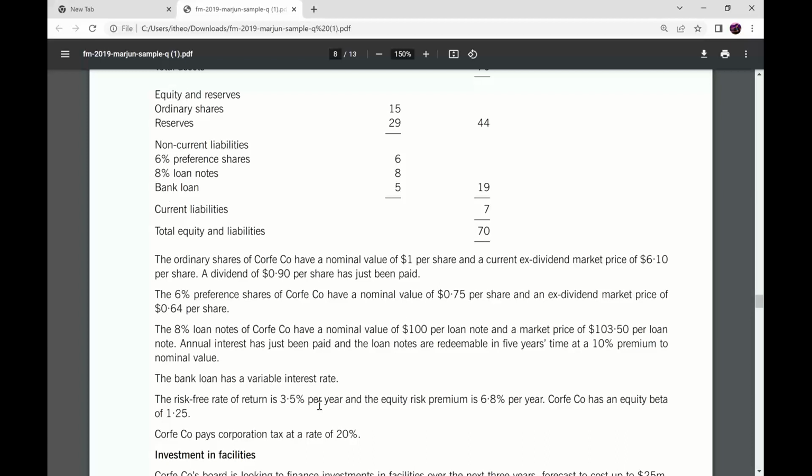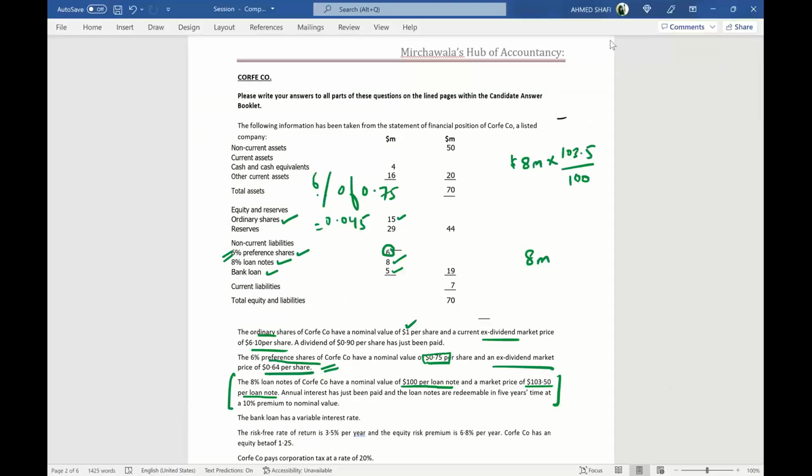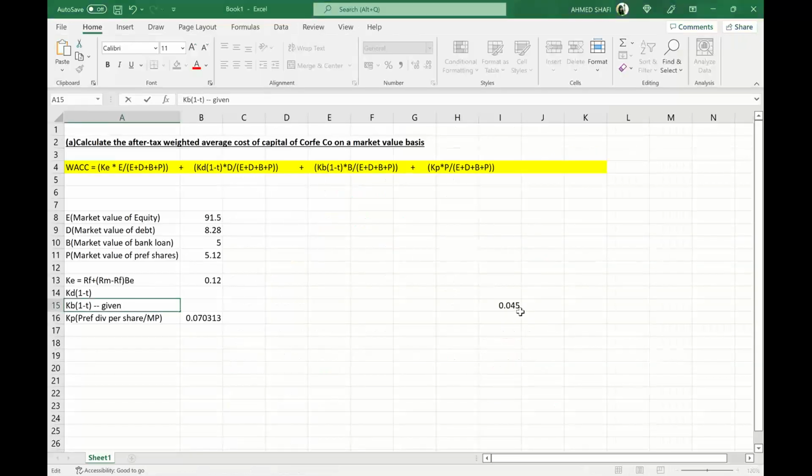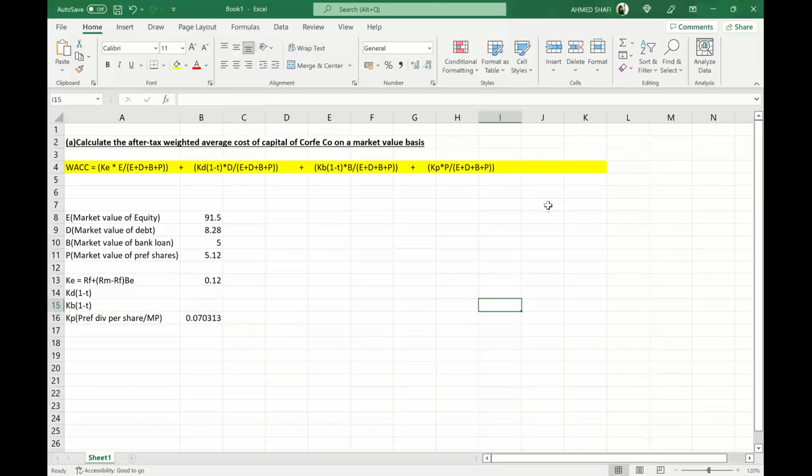So the last thing now I need to know is the cost of debt KD. Now for the cost of debt KD, I have told you if it's irredeemable, we apply a formula. If it's redeemable or convertible, IRR. It's clearly mentioned that loan notes are redeemable in 5 years. So when loan notes are redeemable, we use the IRR approach. Interest is 8%. For the bank loan, it's not given, we will assume same as KD. So we will now apply the IRR approach.